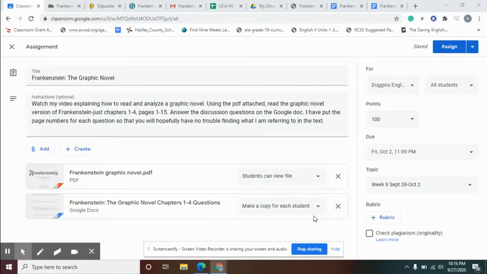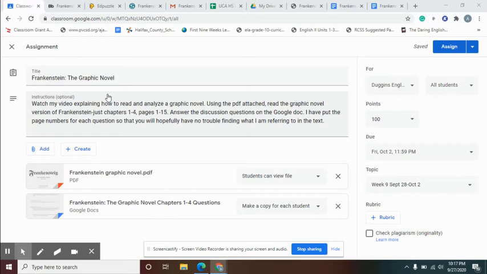So today you're going to be looking at the graphic novel version of Frankenstein. You've been reading a novel form of Frankenstein, and you should have read chapter 1 last week. And then one of your assignments this week is to read chapters 2 through 4. You also are going to look at the graphic novel through chapters 1 through 4. So I want you to analyze basically the same story in a different format. That's the purpose of this assignment.